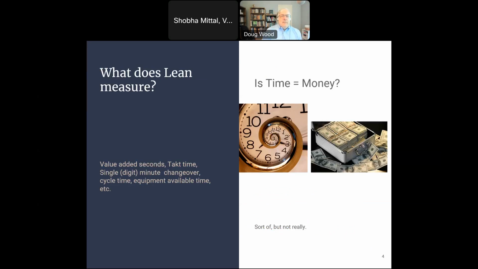Now let's talk about what lean measures. Value-added seconds? Takt time? How about single-digit minute changeovers? Or cycle time? Or equipment available uptime? These are all time measures, aren't they? Mostly what lean measures is time. However, is time equal to money? We've heard that time is money. Is it really equal? Well, sort of. But you see, not really.